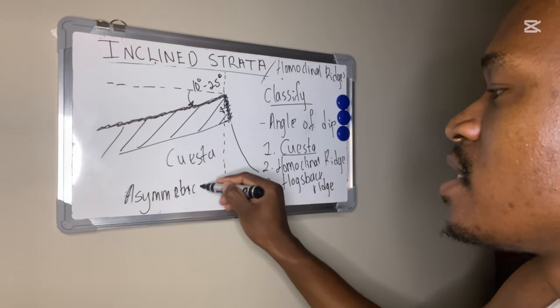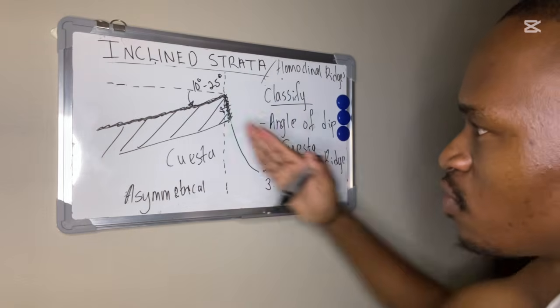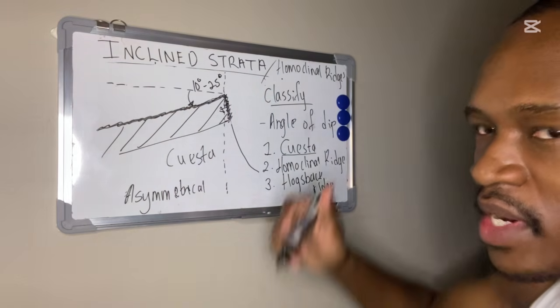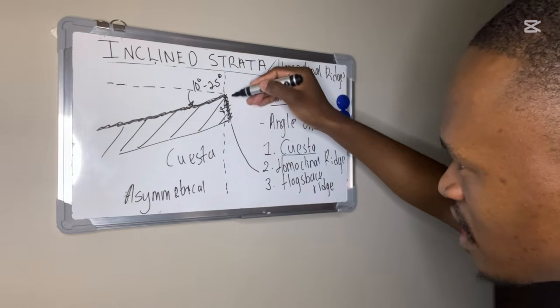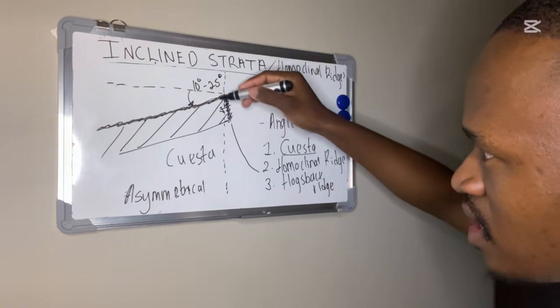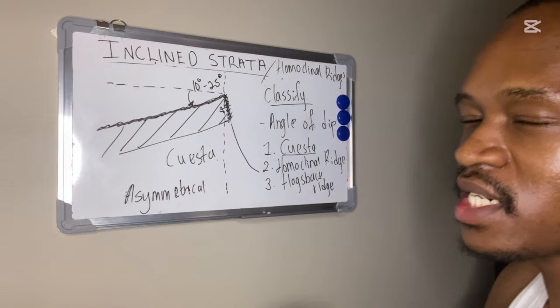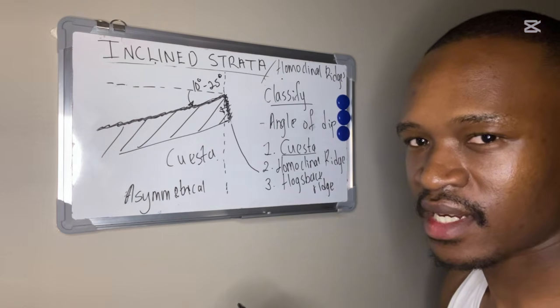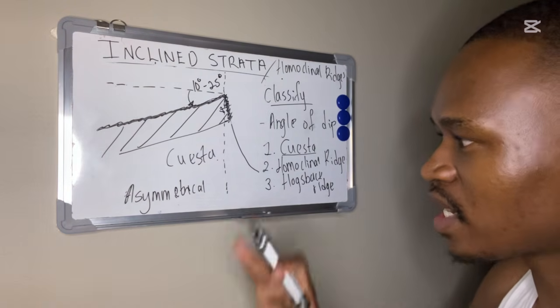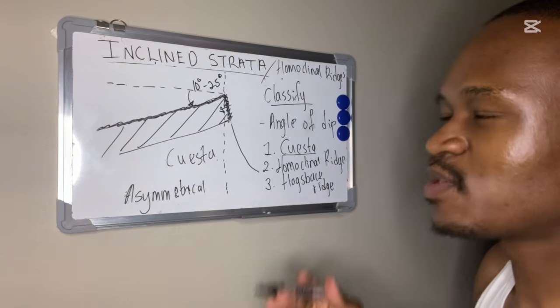Remember, when something is symmetrical, it means what you get on this side will be the same as what you get on this side. But as you can see, on this side I have a much steeper angle. On this side it is very gentle. So our Cuesta is asymmetrical. It is not symmetrical, right? The angle is not the same on both sides. We say the Cuesta is asymmetrical.